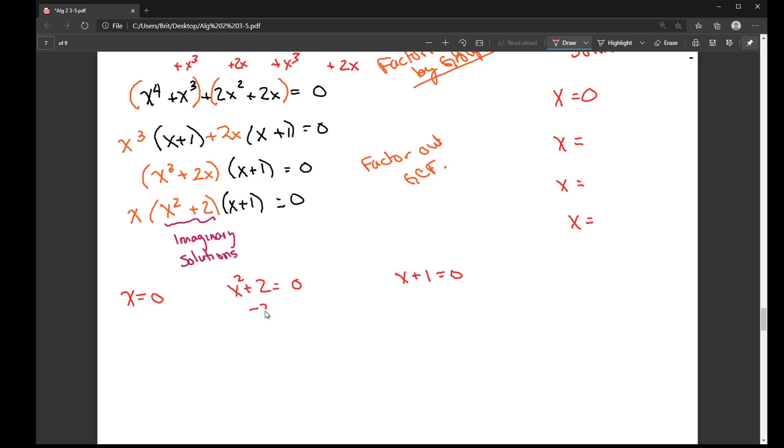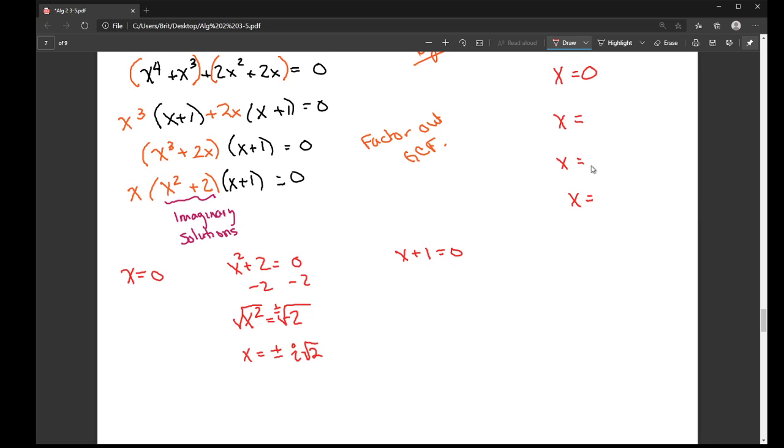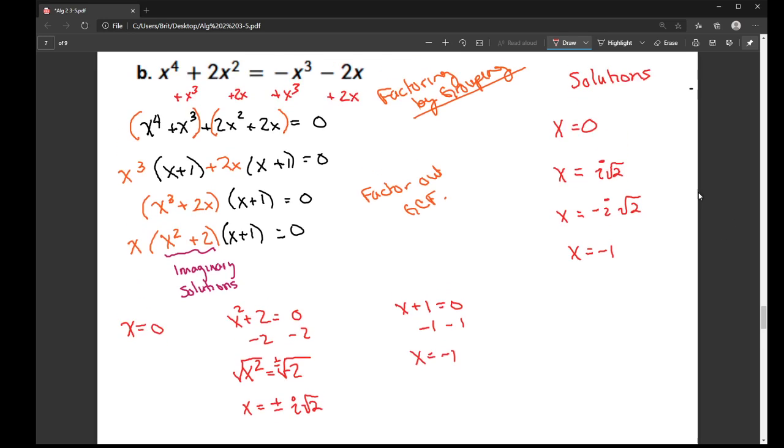My second solution, I don't have a linear term, so I could just go right for it here. So I get x squared equals -2. And I could take the square root of each side and put my plus or minus, so I get that x equals plus or minus. The negative comes out in the form of an i, and I can't take the square root of 2, so it says the square root of 2. So this is actually 2 solutions. One where it's a positive i root 2, and one where it's a negative i root 2. And then for this last one, I subtract 1 from each side, and I get x equals -1. So this here is my set of solutions.